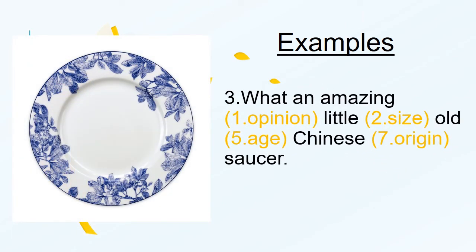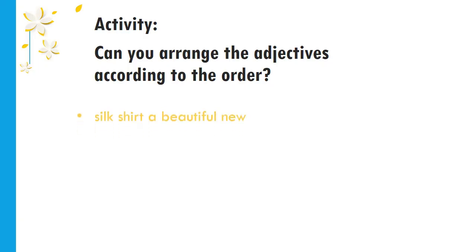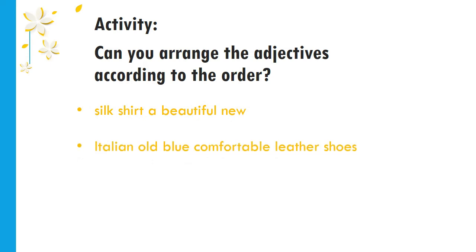What an amazing little old Chinese saucer. Let's move towards some activities. Can you arrange the adjectives according to the order? First one is silk shirt, a beautiful, new. And the second one is Italian, old, blue, comfortable leather shoes.